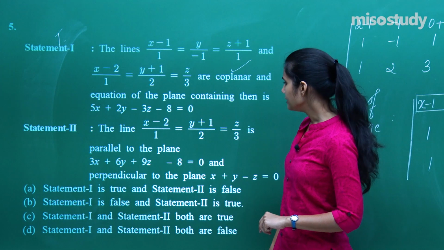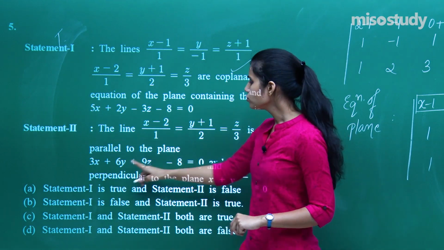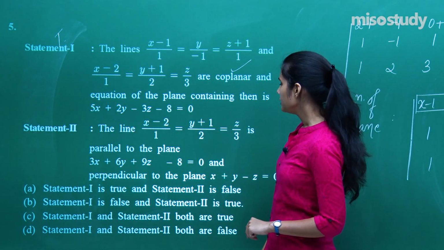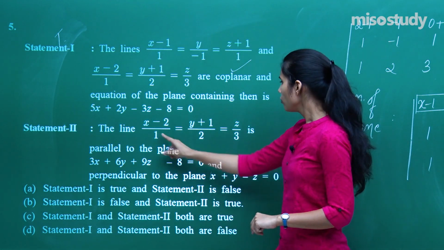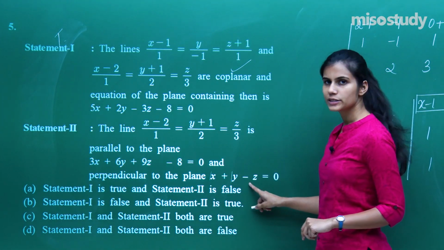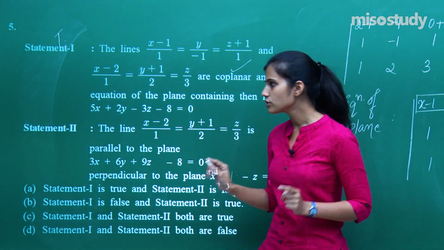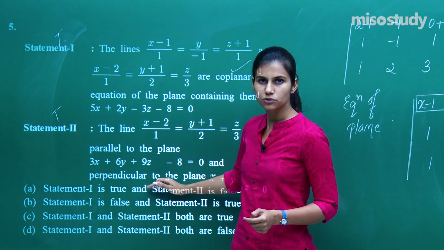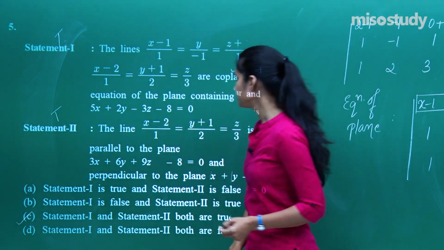What about statement 2? The line is parallel to the plane. Now you can very easily see 1 upon 3 is equal to 2 upon 6 is equal to 3 upon 9. So yes, they are parallel, and it is given that it is perpendicular to this plane. So yes, 1 into 1, this is 1, 1 into 1 plus 2 into 1, that is 3, plus 3 into minus 1, which is minus 3, so that is 0. So that is why I can say yes, they both are perpendicular. So statement 2 is also true. But yes, statement 2 is not leading to statement 1, or statement 1 is not leading to statement 2. Fine. Therefore, statement 1 and statement 2 both are true.